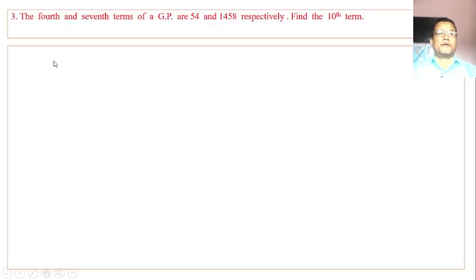Question number 3. The fourth and seventh terms of a GP are given respectively. Find the 10th term. For a geometric progression, the 4th and 7th terms are given, so to find the 10th term we have to find a and r, which are needed. A4 is 54, a7 is this number, a10 is what?